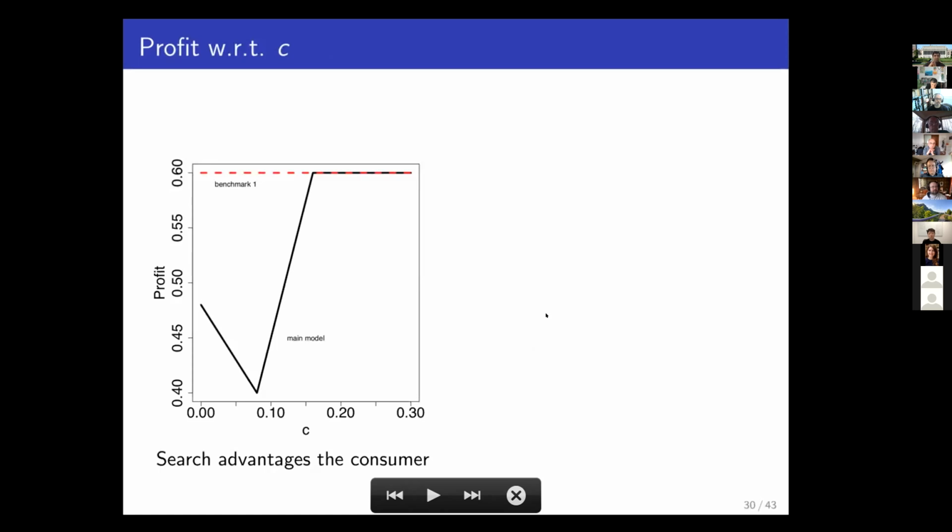Now, if you look at profit plots, and I think this may be kind of obvious even ex ante, but I think it's good to see it. If we compare benchmark one with the main model, so benchmark one had returns but no search, and the main model has returns and search. So the difference here is really the impact of consumers being able to search, and that reduces the firm's profit and actually increases consumer surplus. So that's fine. So search advantages the consumer.